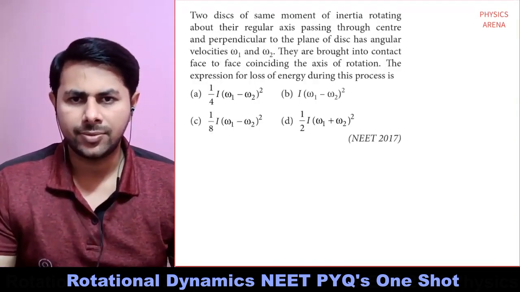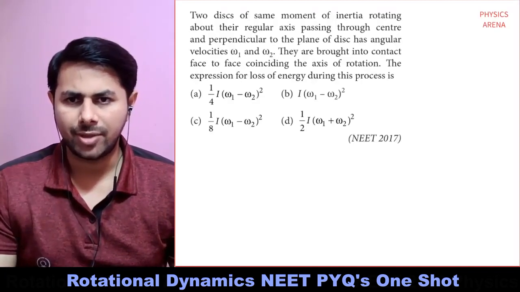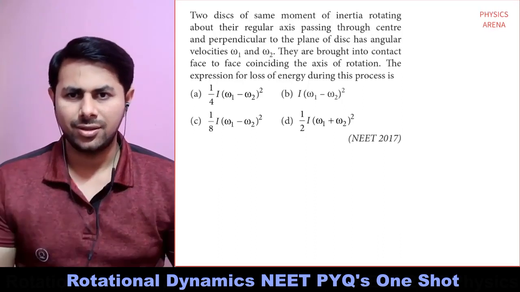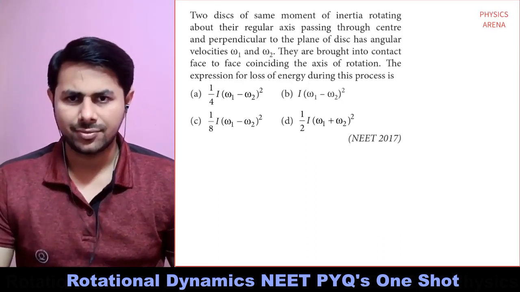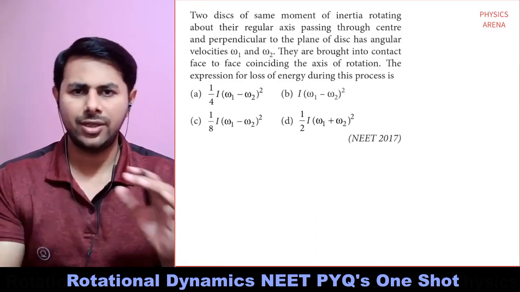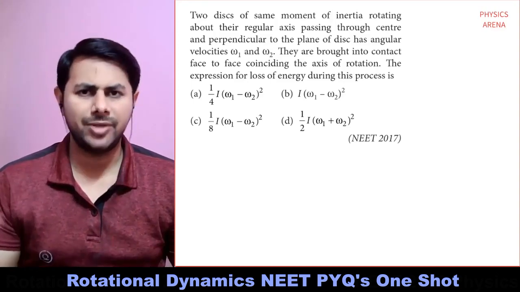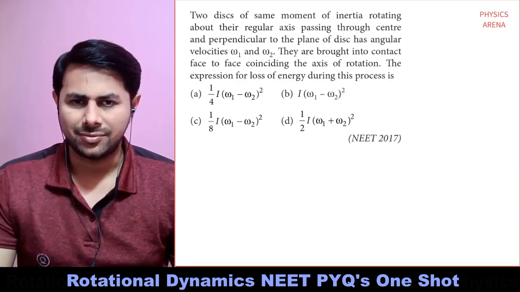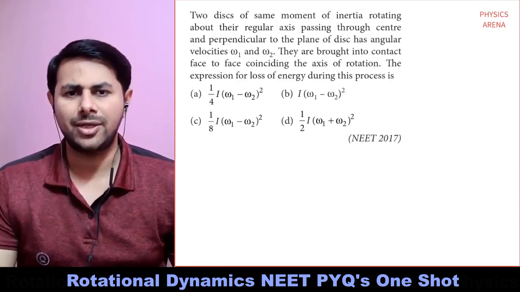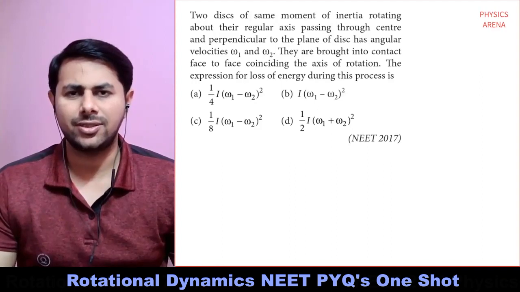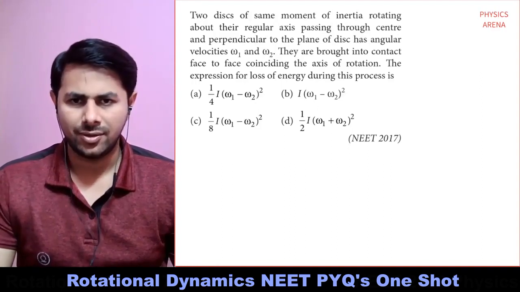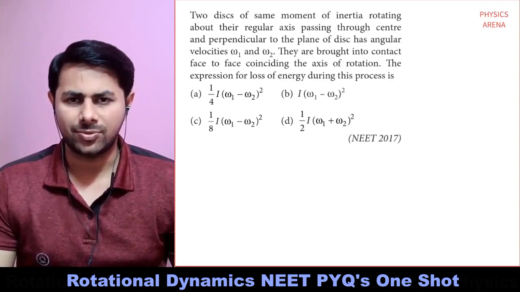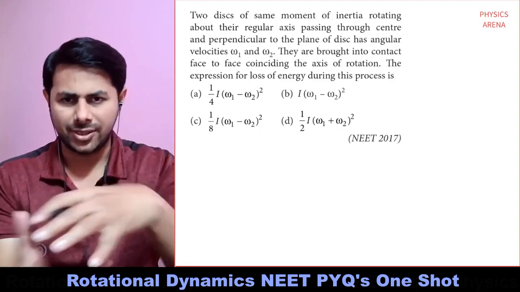Two disks of same moment of inertia rotating about their regular axis. So we have two disks, they have same moment of inertia, and they are rotating about the regular axis. That means an axis which passes through their center of mass, and it is perpendicular to the plane of the disk. They have angular velocities omega 1 and omega 2. They are brought into contact face to face, coinciding the axis of rotation. So they are kept on each other.